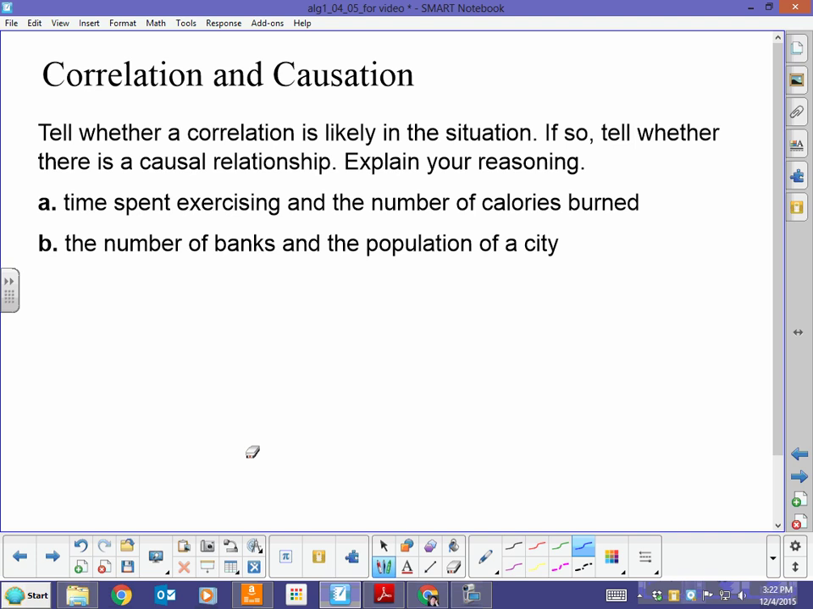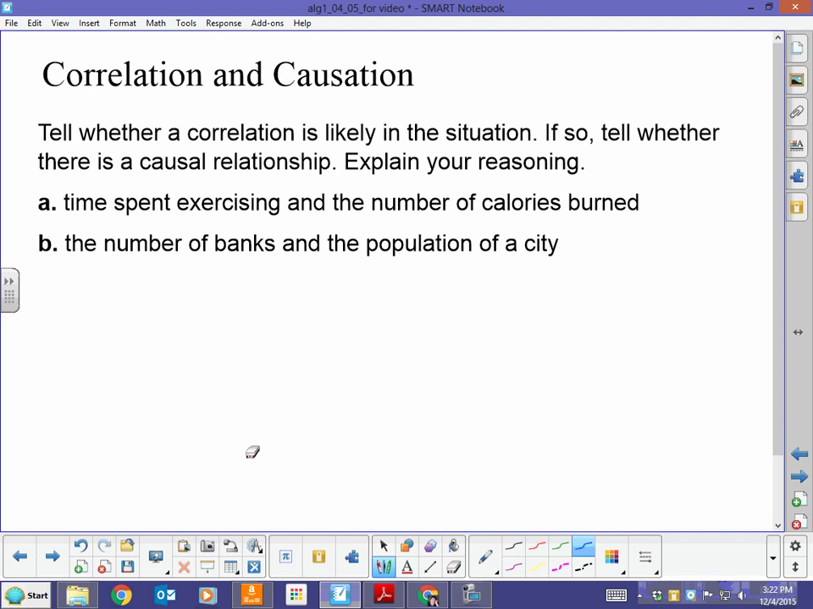They go hand in hand. One causes the other. What causes calories to be burned? Well, the amount of activity you have. So the more time you spend exercising, the more calories you're going to burn. There's a causal relationship there. There's of course a correlation there, because more calories burned means more time spent exercising. They go hand in hand, but one causes the other.